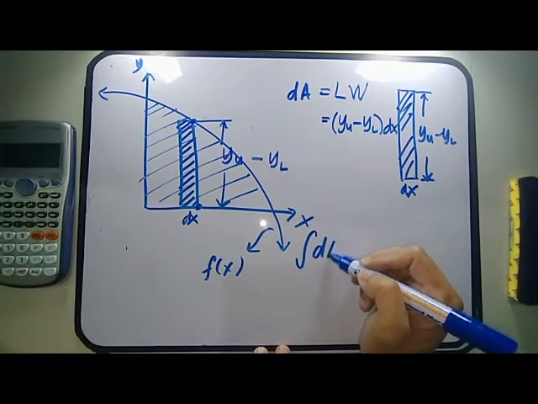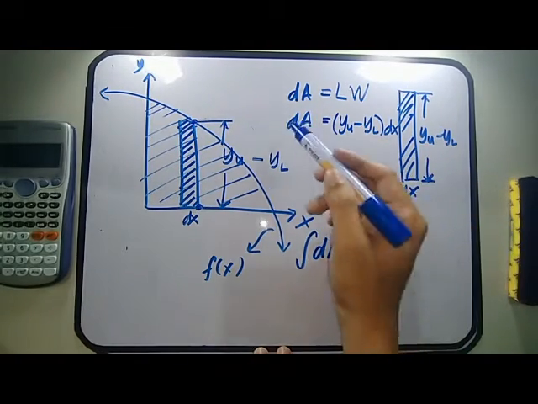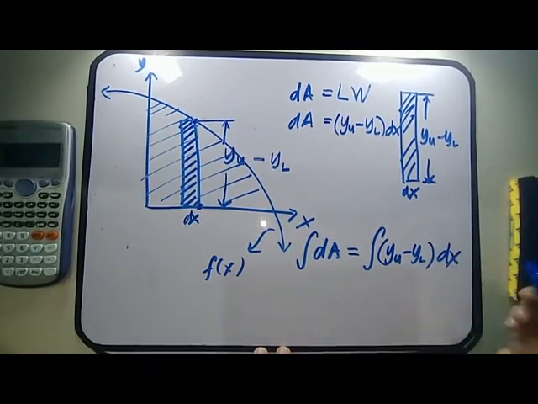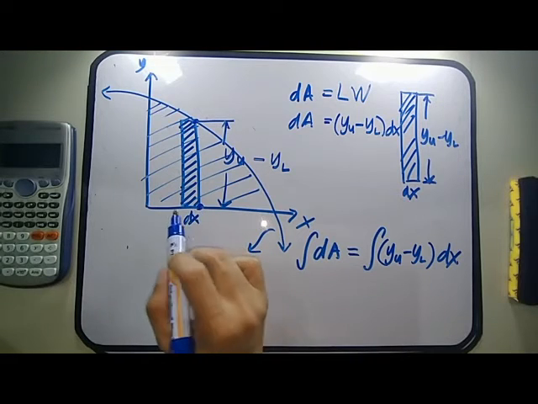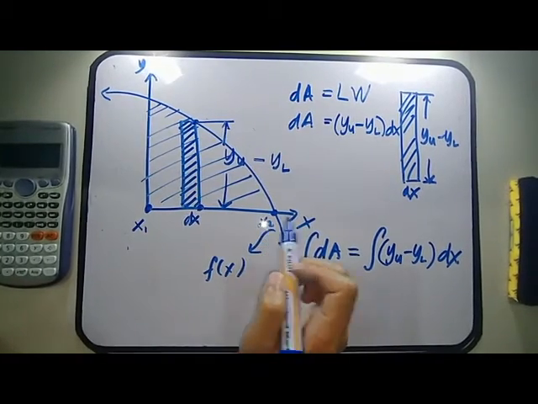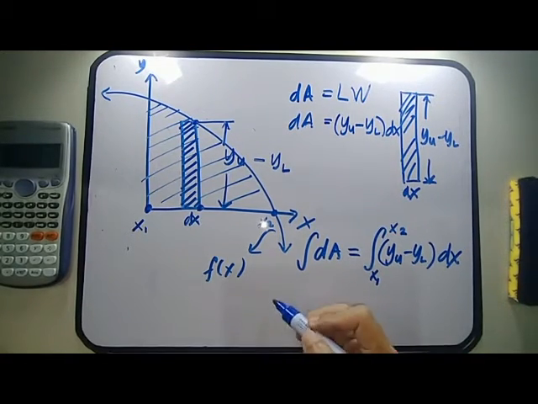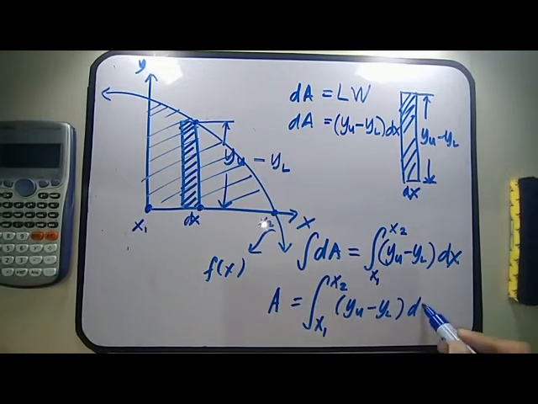So the integral of differential area is equal to the integral of y upper minus y lower times differential of x. Since we have differential of x, our limits will be x sub 1 to x sub 2, the boundaries in the x-axis. So this is x sub 1, this is x sub 2. Our area is equal to the definite integral of y upper minus y lower differential of x from x sub 1 to x sub 2. This will be our area if you're dealing with a vertical rectangular strip.